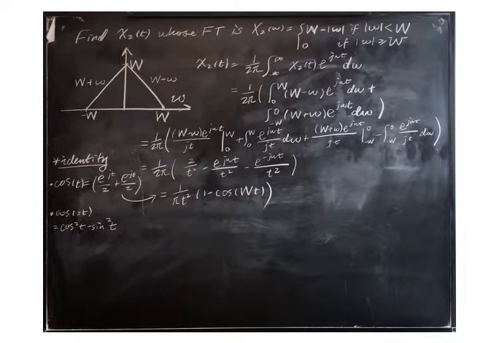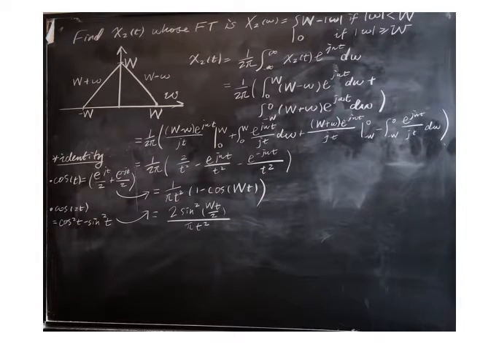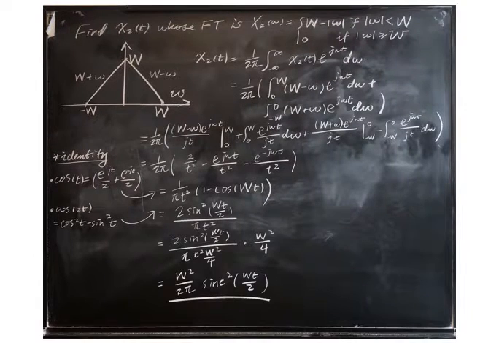Here we need to use another identity, so we can find this. And by multiplying the numerator and denominator by W²/4, we can have the final result, which is underlined.